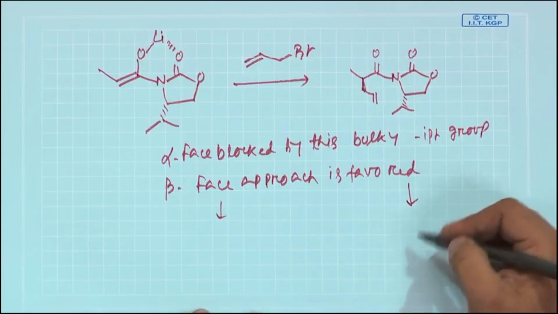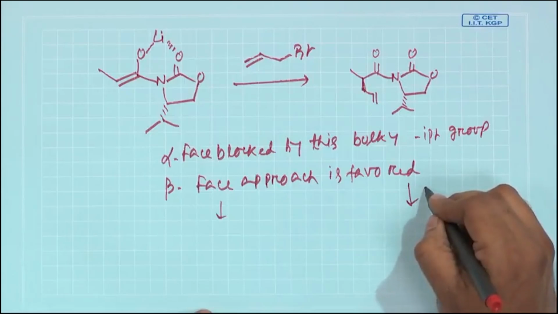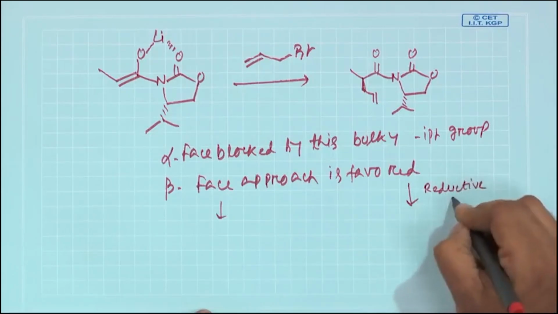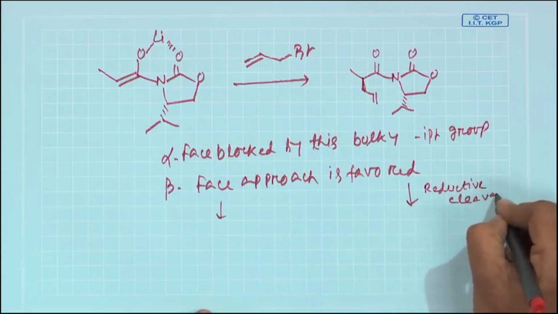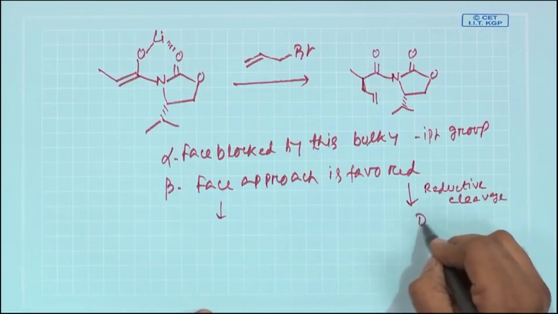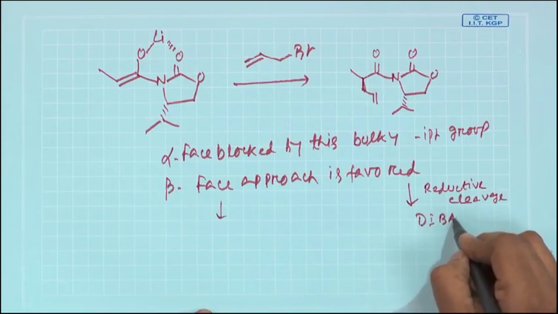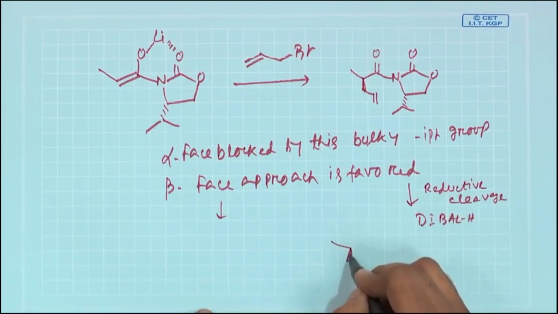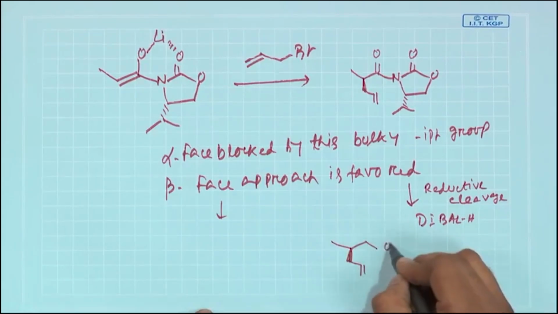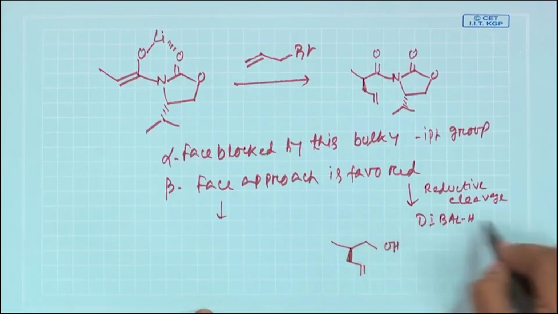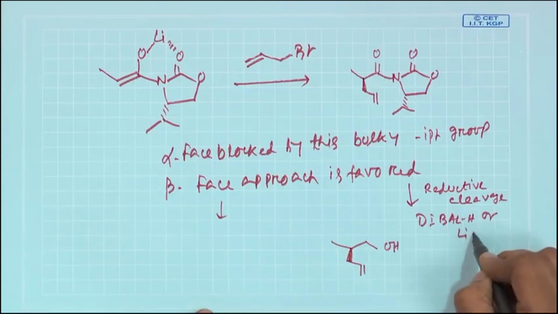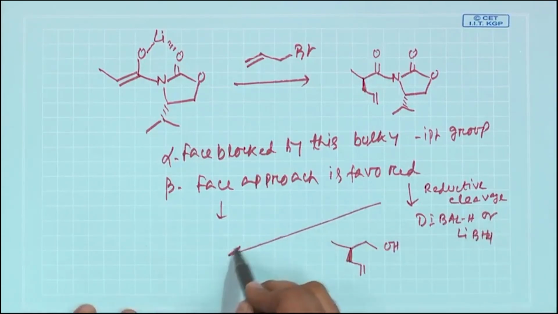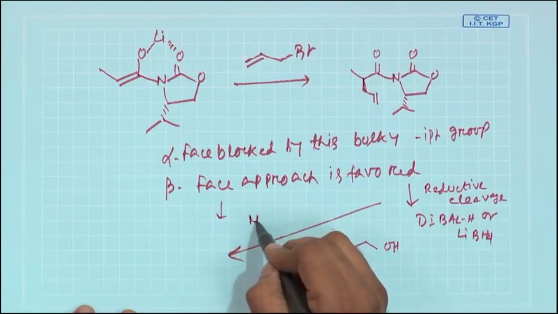So, auxiliary removal can be done in numerous ways. The best way, you can do a reductive cleavage. Reductive cleavage means you treat with DIBAL, and you can basically get the corresponding alcohol. You can treat with the same DIBAL or lithium borohydride, and you can get this compound. There are also other ways you can cleave it. I am just giving you another approach.